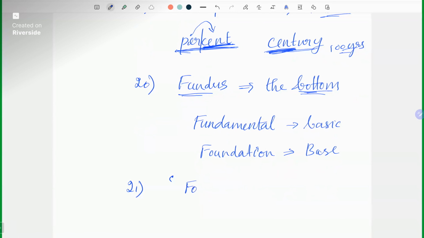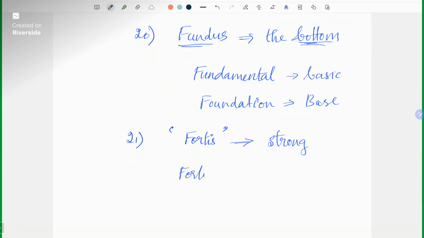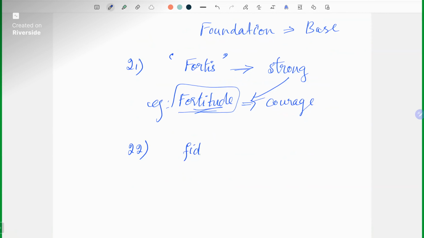Next root word is fortis, which means strong. Fortis, fortitude, a virtue. Fortitude, which means strong, courageous. Fido, root word fido, means trust. Example is confide. What is confide? Confiding in someone. Confide is basically revealing a truth.